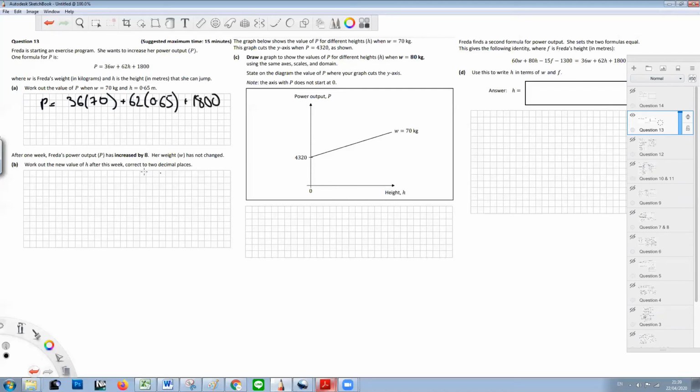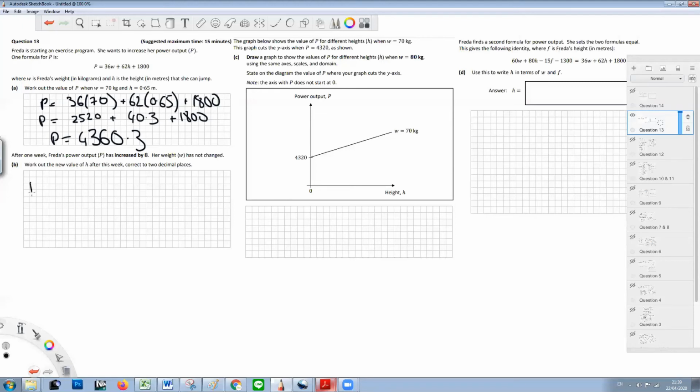And that's going to go to 2520. That's going to be 40.3. And that's going to be 1800. So P is equal to this. And P then is going to be 4360.3. Yeah, that's fine. So after 1 week, Frida's power output has increased by 8.